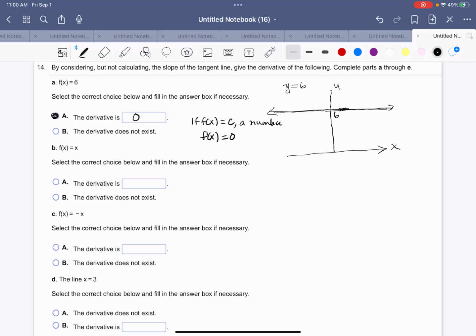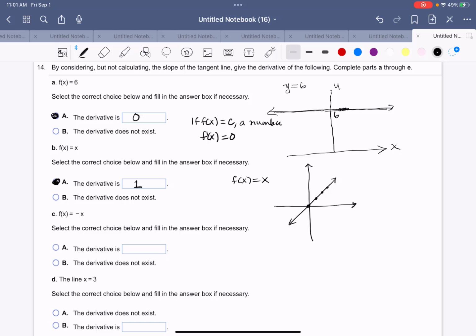Part B, f of x equals x. Now this is a line where y and x are equal, like 0, 0, 1, 1, 2, 2, 3, 3. So this is a line that looks like this. And no matter where you are on that line, it's changing by 1. So the derivative of this is 1 because its slope is 1.